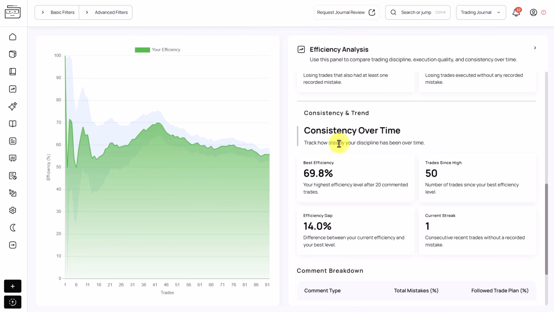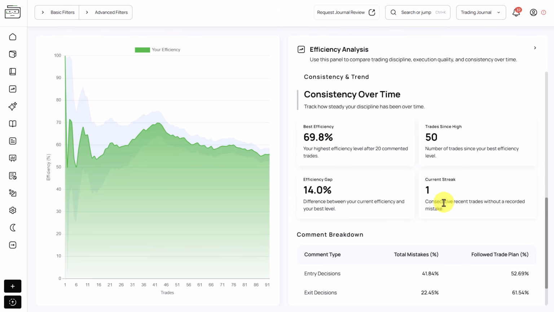So we can see that the efficiency high was here because it counts only after the first 20 trades. And then since our efficiency high, we had 50 trades. We also see the efficiency gap. So what is our best efficiency, which is 69.8%, and our current efficiency, which is 55.8%. So we have an efficiency gap of 14%. So we are currently underneath our efficiency high, which means that over the past, we have assigned more and more negative comments to our trades.